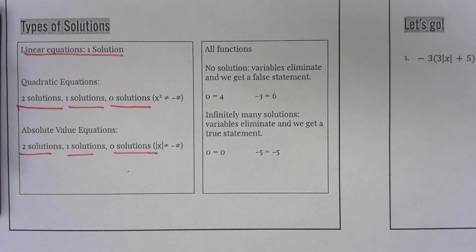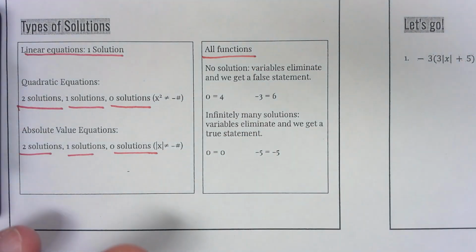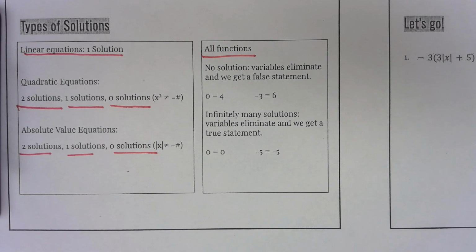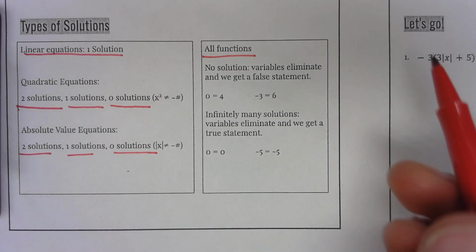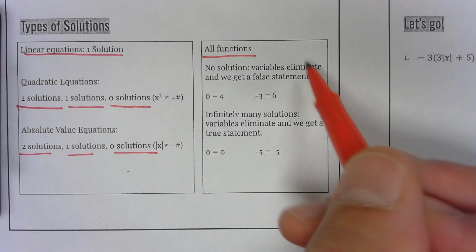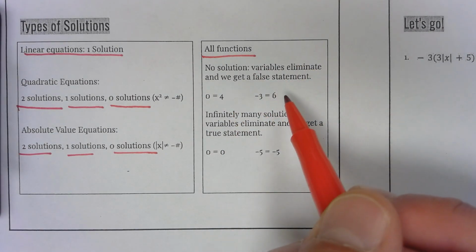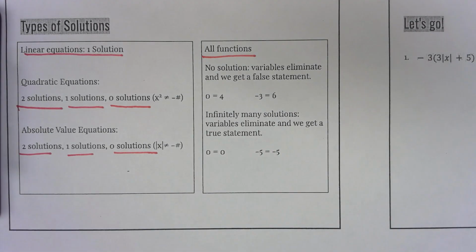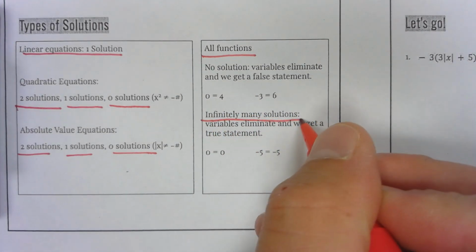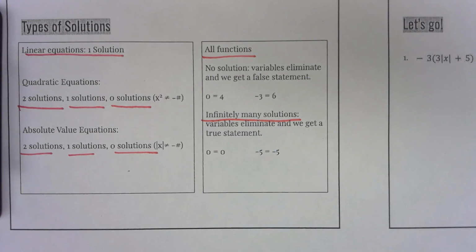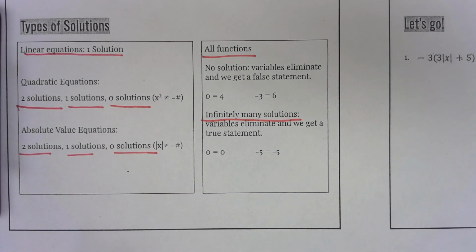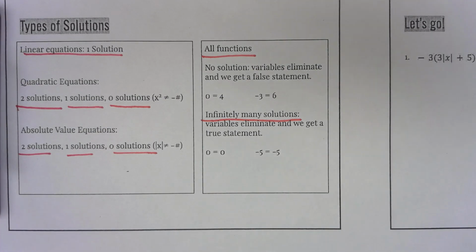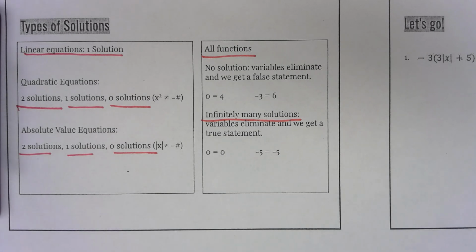And now what's new is that for all of these functions, regardless of if it's linear, quadratic, or absolute value, we can get no solution if the variables eliminate and we get a false statement, like 0 equals 4, negative 3 equals 6. We could also get infinitely many solutions if the variables eliminate and we get a true statement, like 0 equals 0 or negative 5 equals negative 5. So if those variables disappear, we are thinking either no or infinite solutions, and it all depends on if it's a true or false statement.